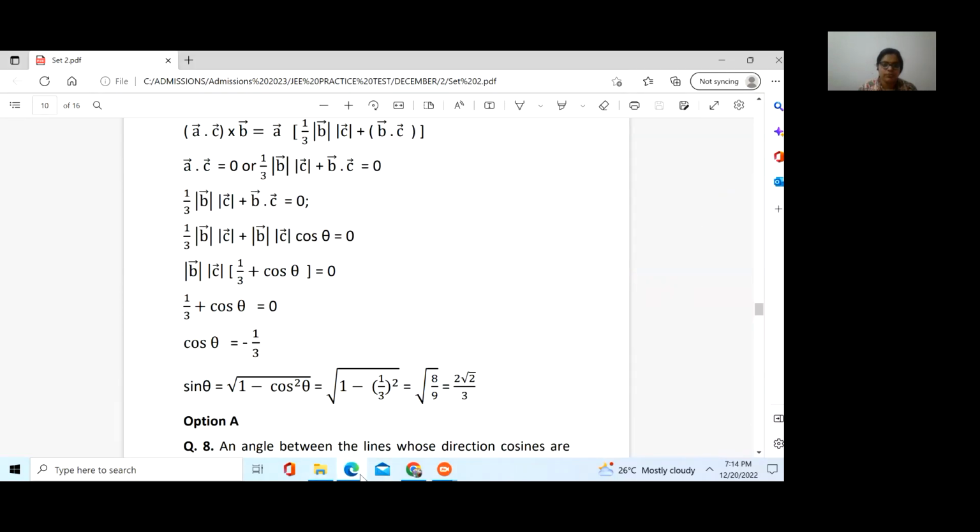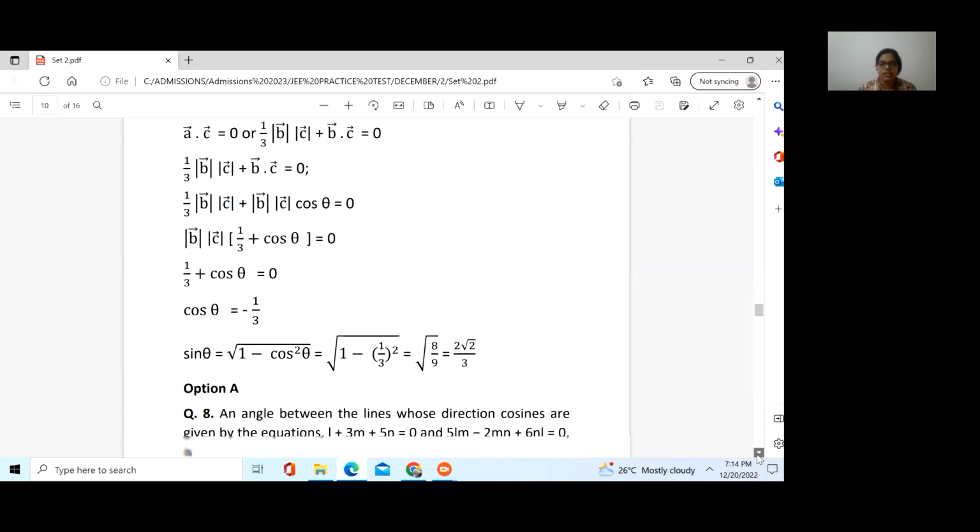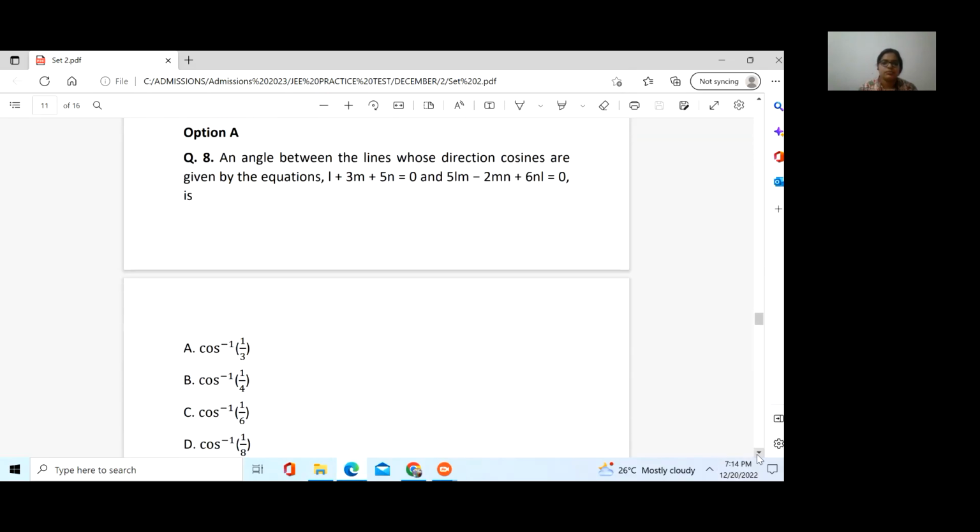Okay. So this is the next question. This is also a very important question which comes in most of the competitive examinations. This type of question: angle between the lines whose direction cosines are given, maybe by different equations. A lot of these model type questions are there. The angle between the lines whose direction cosines are given by the equations l plus 3m plus 5n equal to 0 and 5lm minus 2mn plus 6nl is equal to 0.